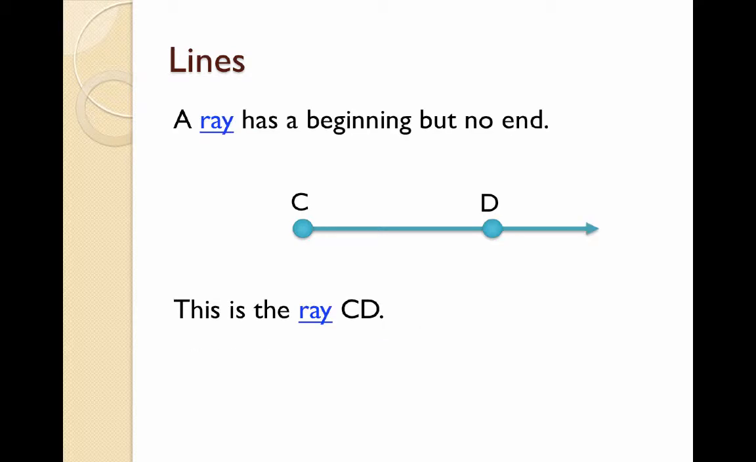A ray has a beginning, but no end. Think of the sun shooting its rays out from it. It begins at the sun and it goes on forever in every direction. This is the ray CD.